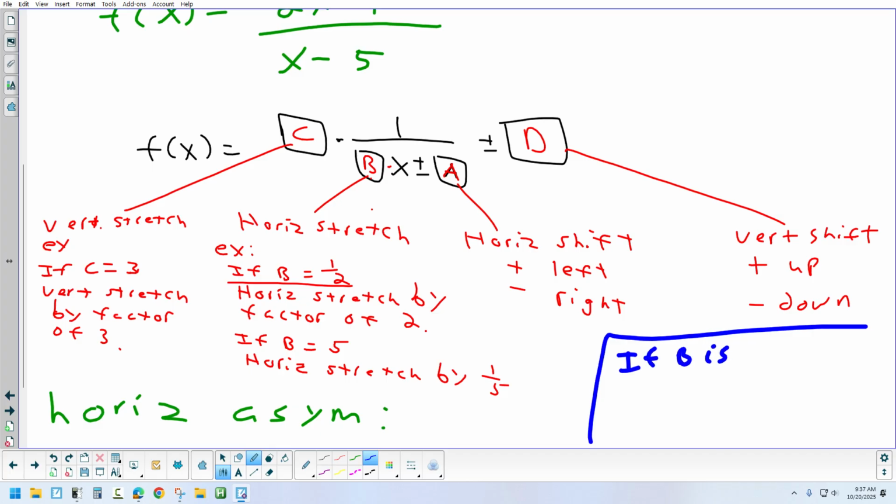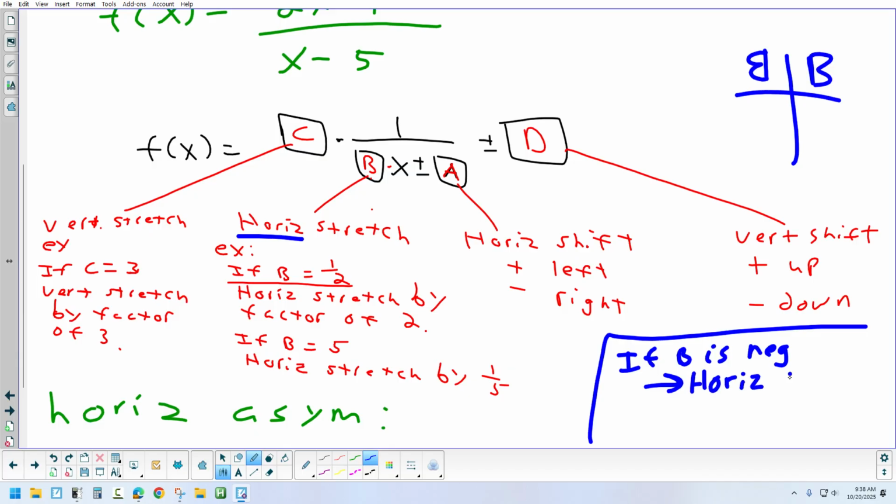Okay. 2 notes about B and C off to the side. If B is negative, this causes a, well, do you guys remember what a negative does to a graph? We looked at it when we did quadratics. It flips it, yeah, it's going to reflect it. So if B is negative, that's a horizontal reflection. Or you could say reflect over the y-axis. This is what a horizontal reflection would look like. Horizontal flips left to right. Horizontal reflection.